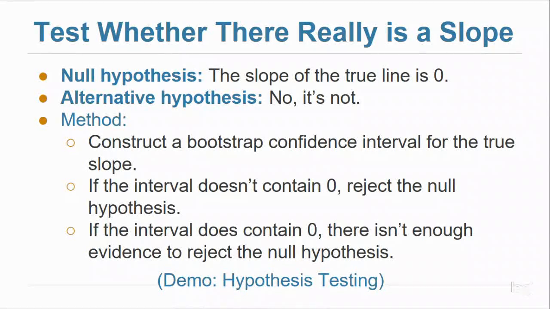If the interval does contain 0, however, then there isn't enough evidence to reject the null hypothesis. And there, we'd say that we fail to reject the null hypothesis, and we have to admit that it's possible that there really is a slope of 0. Let's look at this in an example in the demonstration.